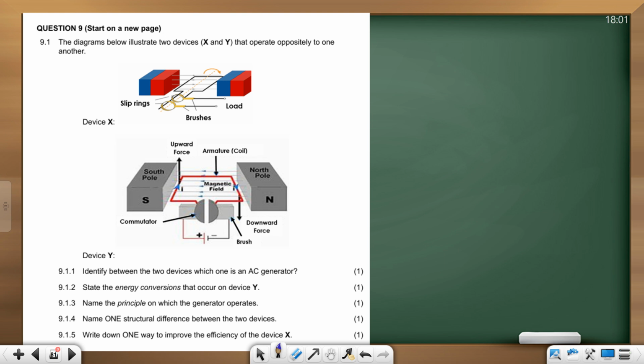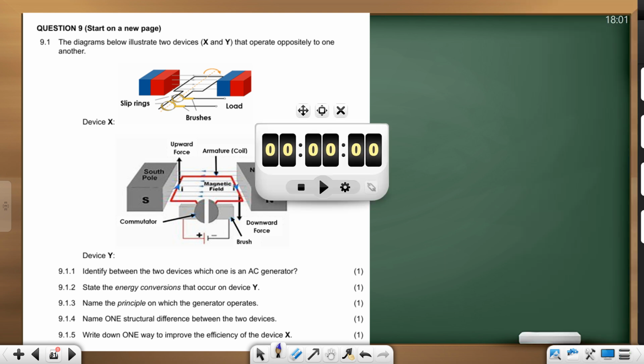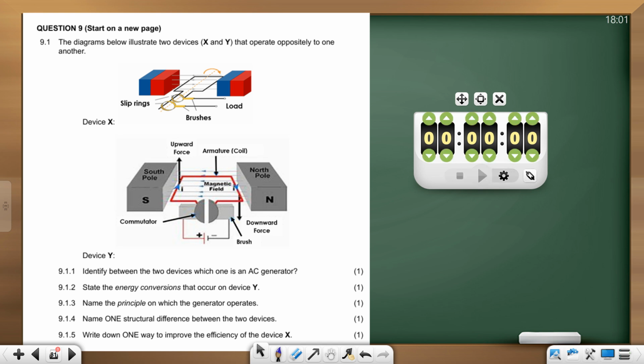Guys, 1, 2, 3, 4, 5 marks. You have 3 minutes. Let's make it 4, because you have to read. Please make sure you start reading from the top. Some of you just look at the first question. Like I know, Angela, you are guilty as charged.